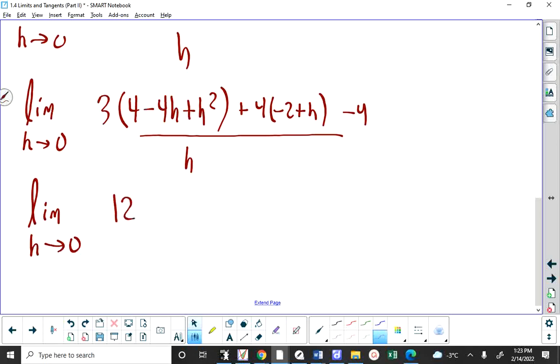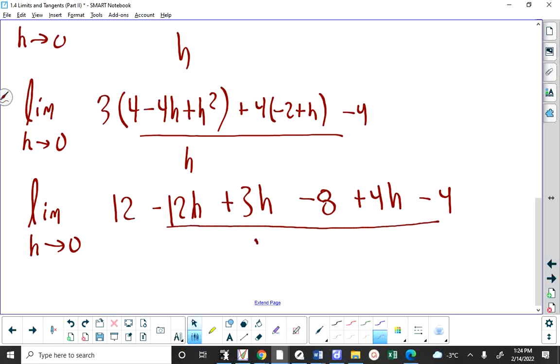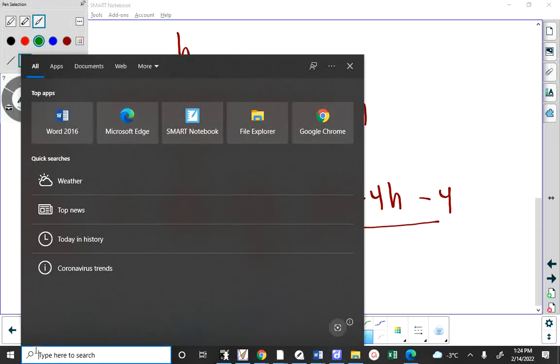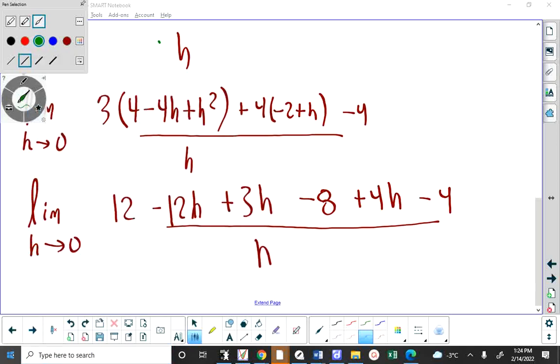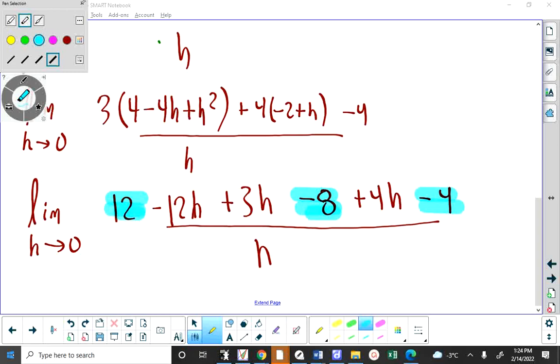3 times 4 is 12. 3 times negative 4h is negative 12h. 3 times h squared is 3h squared. 4 times negative 2 is negative 8. 4 times h is 4h. And then I have minus 4. You'll notice in terms of the constant terms, you have just as much good as you have bad. You have just as much positive as you have negative. You've got positive 12. And then we also have the negative 8 minus 4, which is negative 12. So these 3 terms collectively add to 0. 12 minus 8 is 4, minus another 4 is 0.